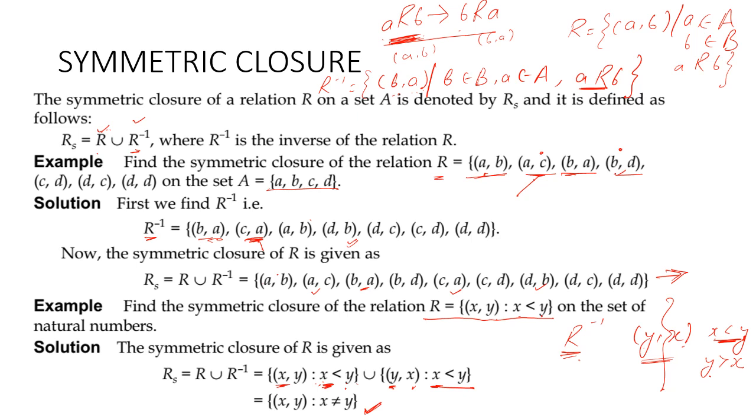I'll repeat. The original relation gives me those pairs where the first element is less than the second element. The inverse gives me those pairs where the y value is less than the x value. Now if I combine these two, I will have all those pairs where either x is less than y or y is less than x. That means it will have all the pairs where x is not equal to y. X is either greater than y or x is less than y, right?